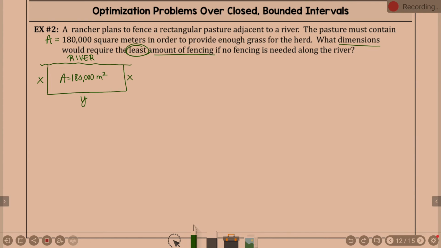Okay, what kind of equations are we going to need here? Because I think we usually have two equations. One of them we're going to try to maximize or minimize. The other is our connection between variables. So one of the things we're talking about here is that area is x times y, and we already know that x times y is going to be 180,000, right? So that's part of the information I need to write down. What else do we need to know?